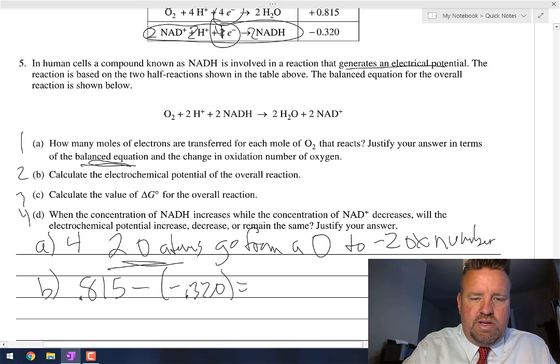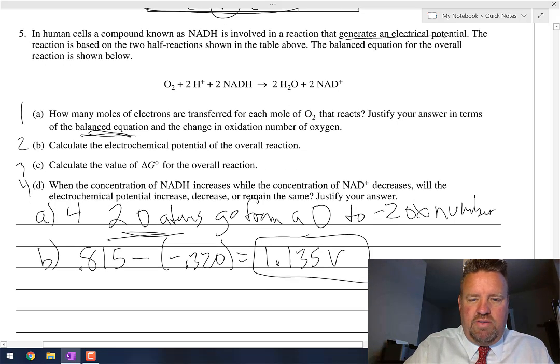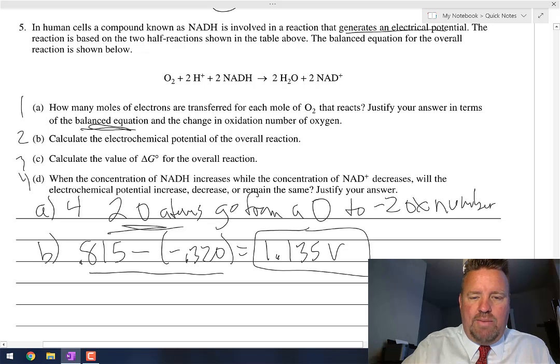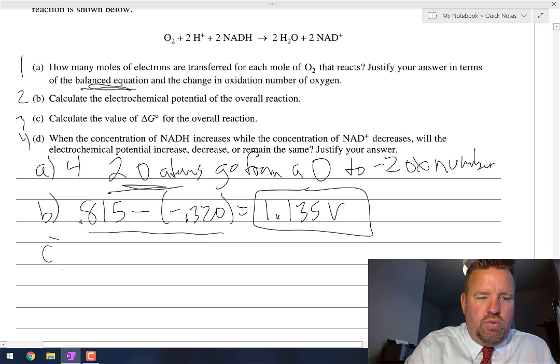Please don't mess up those double negatives there. And you get an answer of 1.135 volts. Obviously a 1 point response for having the correct answer. Make sure you absolutely show your work.